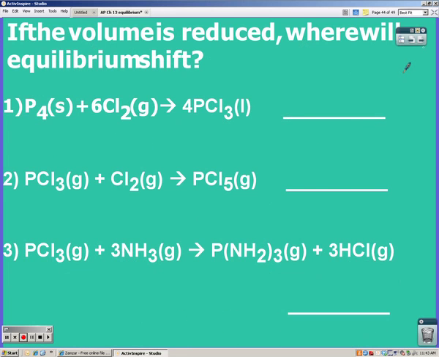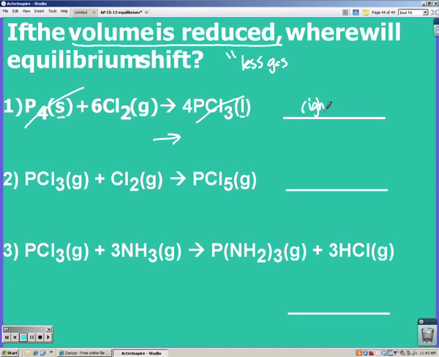So you need to identify which way equilibrium is going to shift if volume is reduced. If volume is reduced, I've got to be thinking, where's less gas? Cross out your solids and liquids. And so I have 6 moles of gas to 0 moles of gas. So if it shifts right, I have less gas. Go in and try the next two on your own.